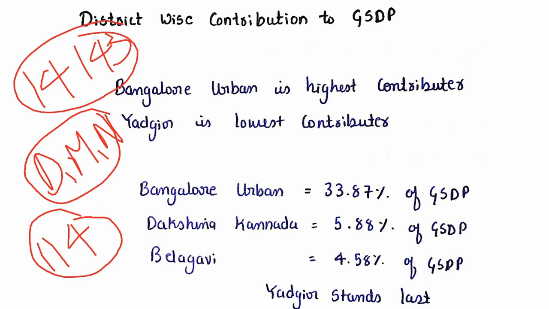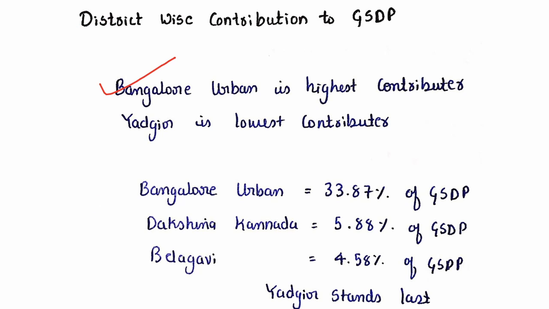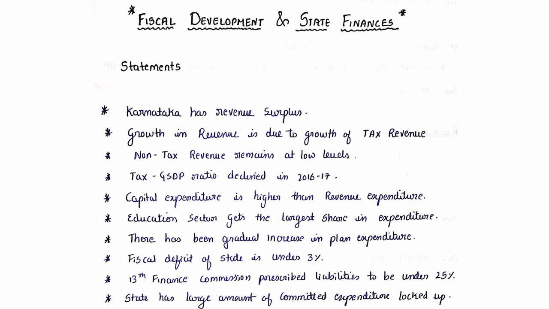So we'll revise this again. The highest contributor was Karnataka urban and the lowest was Yadgir, and this year the third highest contributor was Udupi, whereas last year it was Belagavi. So those were the important statistics which you have to remember with respect to the chapter state income and prices. We will start with fiscal development and state finances.